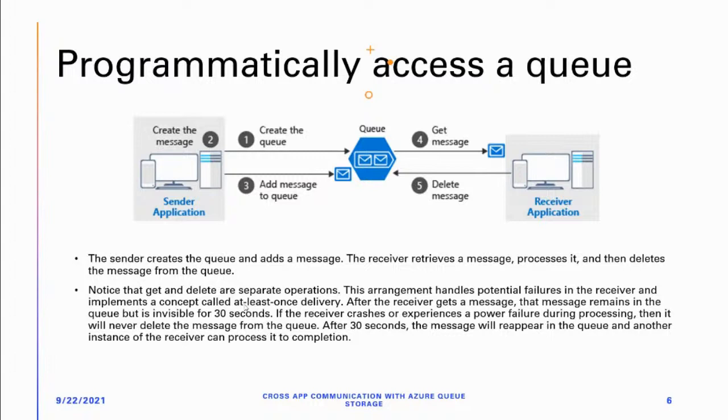The reason these are separate is because this arrangement handles potential failures in the receiver and implements a concept called at least once delivery. So like I mentioned, you have at least once delivery with Azure Queue Storage. After the receiver gets a message, that message will remain in the queue, but it's invisible for 30 seconds. If the receiver crashes or experiences a power failure during processing, then it will never delete the message from the queue. After 30 seconds, the message will reappear in the queue and another instance of the receiver can process it to completion. So this is what enables us to make sure that your message is delivered at least once.